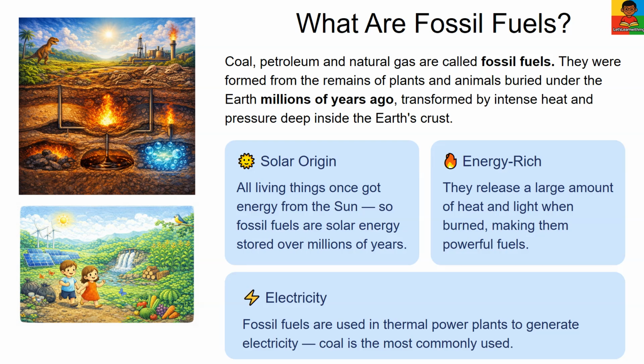Coal, petroleum, and natural gas are called fossil fuels. They formed from the remains of plants and animals buried under the earth millions of years ago, transformed by heat and pressure deep inside the Earth's crust. All living things once got energy from the sun, so fossil fuels are solar energy stored over millions of years. They release large amounts of heat and light when burned, making them powerful fuels. Fossil fuels are used in thermal power plants to generate electricity, and coal is the most commonly used.